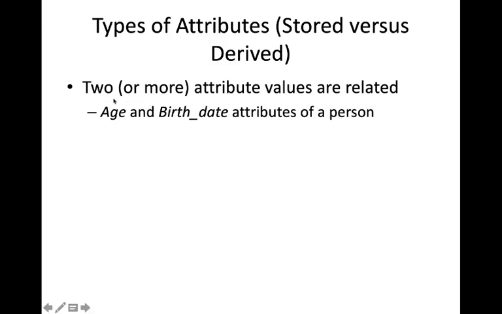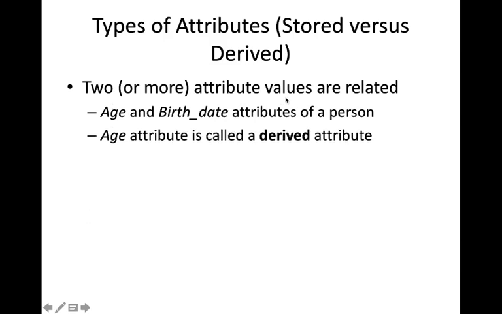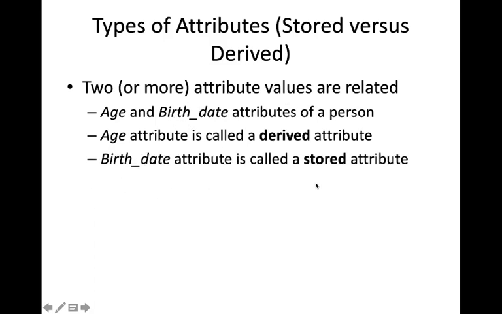So in certain cases, two or more attribute values may be related. The age attribute here is known as a derived attribute because it can be derived from birth date. And the birth date attribute is called the stored attribute. So from birth date, we can derive the age value by subtracting from the current date. So age is a derived attribute and birth date is a stored attribute.